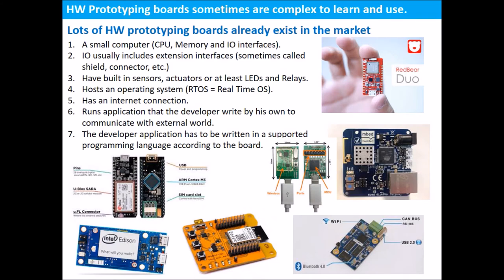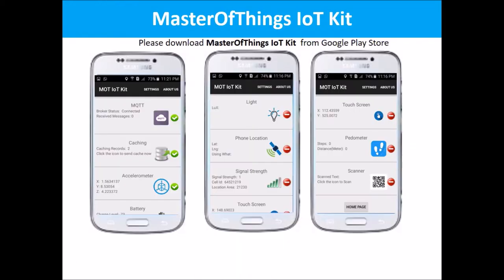Okay, then which prototyping board are we going to use? We're going to use a soft prototyping board that will turn your mobile phone into a prototyping board. Your smartphone already has many sensors. It has memory in it. It has an operating system. It's a very powerful device. So we will use MasterOfThings IoT KiT today. You can find this on the Play Store. So please start downloading MasterOfThings IoT KiT. Search for it on the Play Store. Use MasterOfThings as one word, space, IoT, space, KiT.